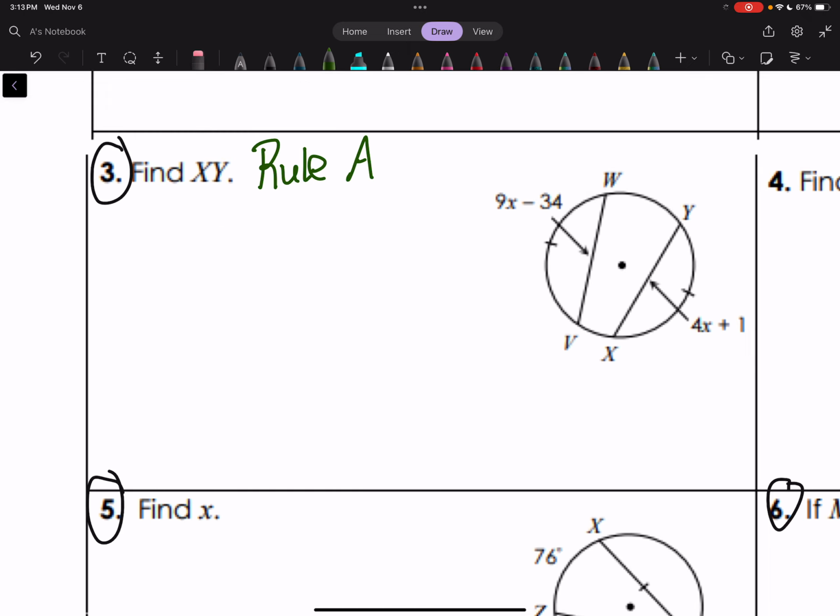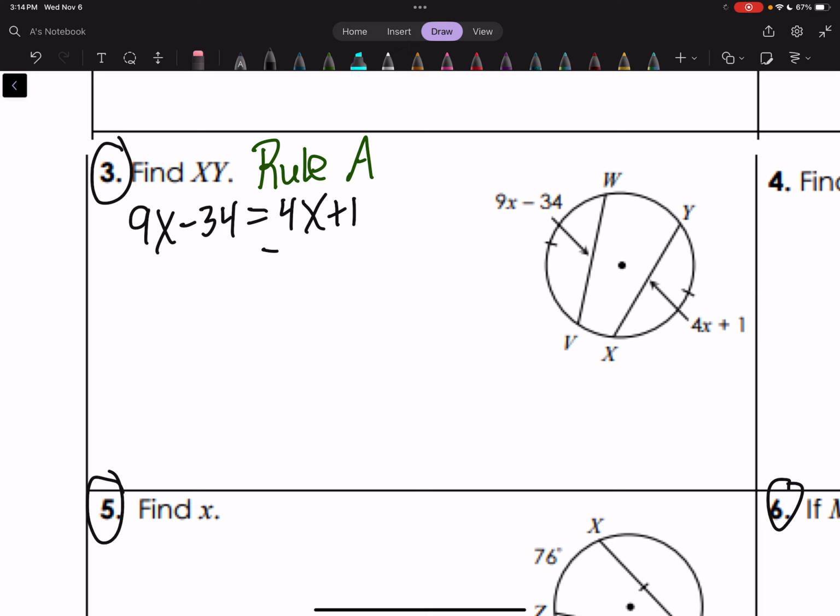For rule A, it says if the arcs are congruent, then our line segments are congruent. So 9x minus 34 is equal to 4x plus 1. Of course, you can plug this into Desmos, and if you do that, you can put minus parenthesis instead of the equal sign, and where it crosses the x-axis would be your answer. I'm going to be doing it algebraically.